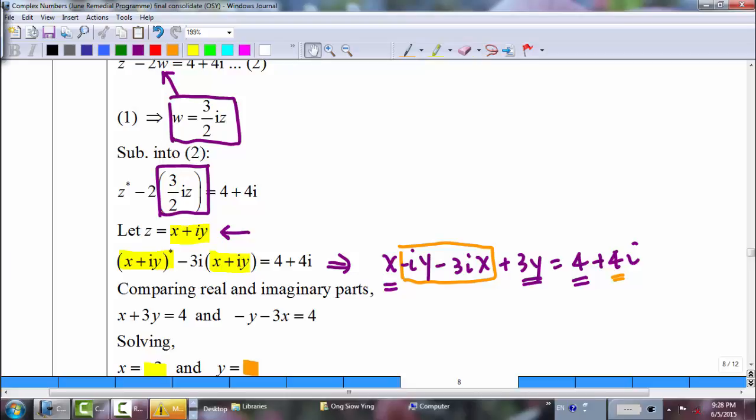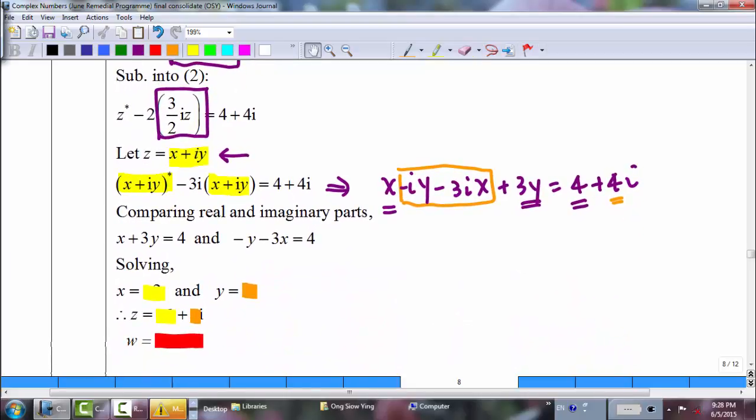Okay. Two equations, two unknowns. Solve x and y simultaneously. You can use your GC. Once you know your x and y, you can write down your z, because your z is x, which is minus 2, plus yi. Your y is 2, so it's minus 2 plus 2i.